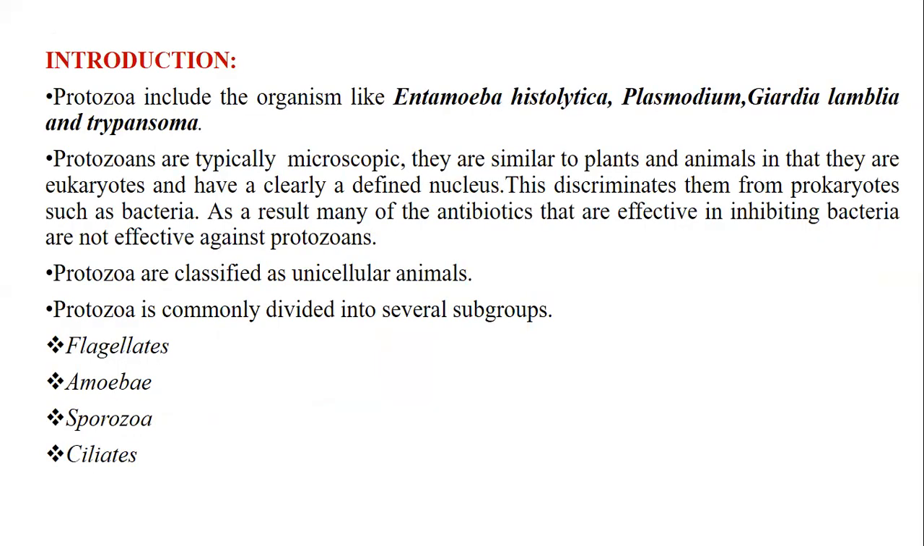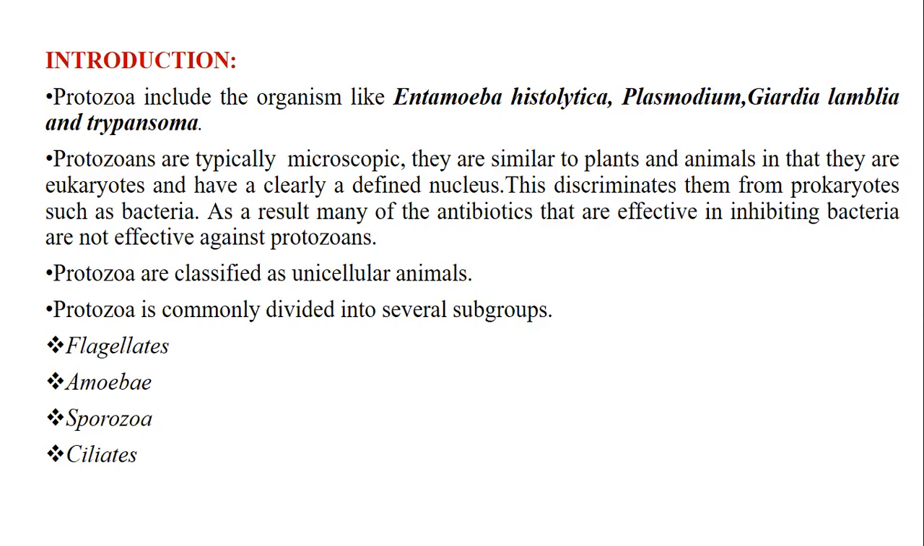Protozoa include organisms like Entamoeba histolytica, Plasmodium, Giardia lamblia, and Trypanosoma. Protozoans are typically microscopic. They are similar to plants and animals in that they are eukaryotes and have a clearly defined nucleus. This discriminates them from the prokaryotes such as bacteria. So you know very well from the beginning of class that protozoa have a different structure. As a result, many of the antibiotics are effective in inhibiting bacteria and not effective against protozoans.